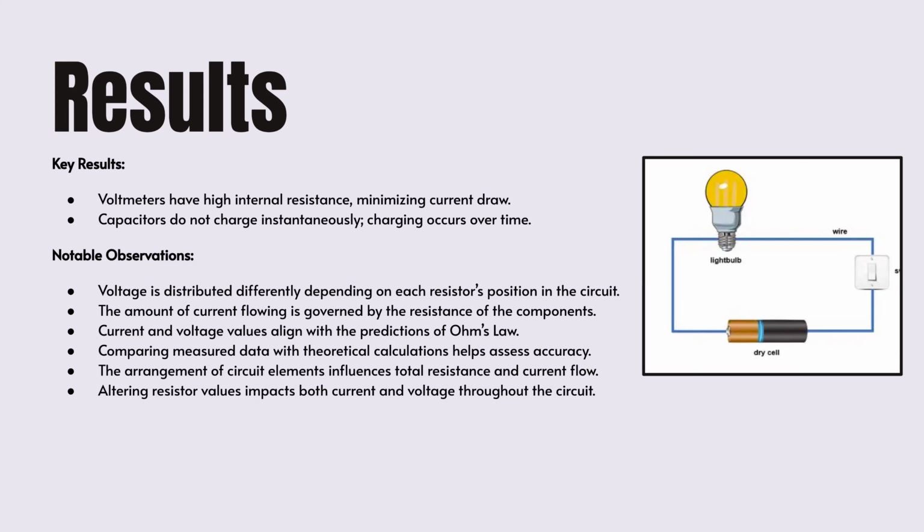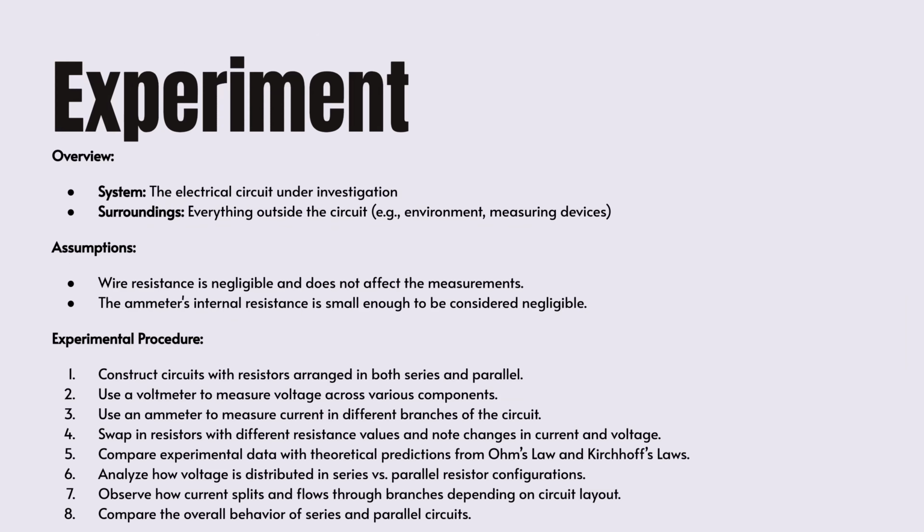Comparing measured data with theoretical calculations can make the experiment more accurate, and arranging circuit elements influences the total resistance and current flow, and altering resistor values affects current and voltage in the circuits. So for this experiment, the system was the electrical circuit that we're looking at, and the surroundings were everything outside of the circuit. We assume that the wire resistance is negligible and doesn't affect the measurements, and the ammeter's internal resistance is small enough that we can say it's negligible.